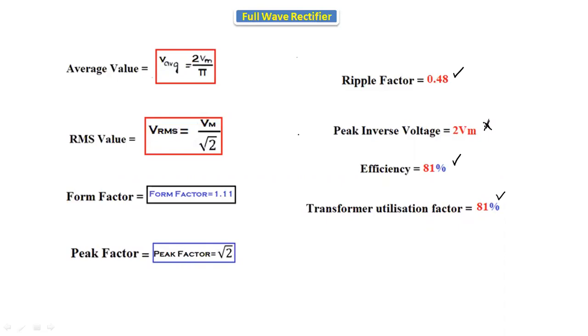So in the next class we will discuss the bridge rectifier. In the bridge rectifier we will see whether these disadvantages will be rectified or not. Because of this reason we are going for the next rectifier, that is the bridge rectifier. These are all advantages except the peak inverse voltage. In the next class we will see whether we get a good peak inverse voltage or not.